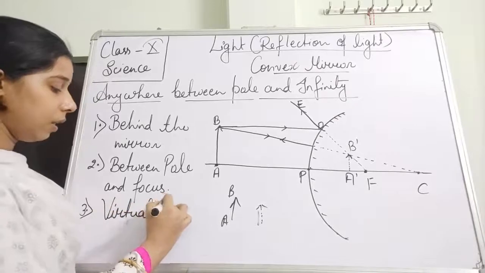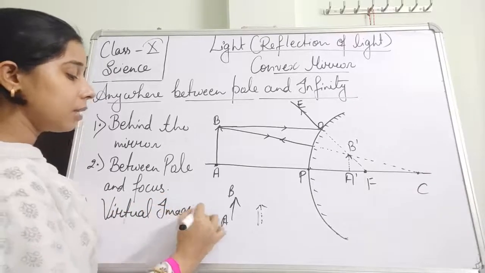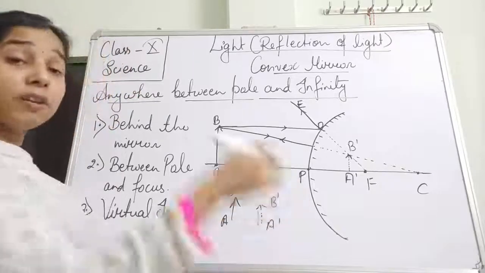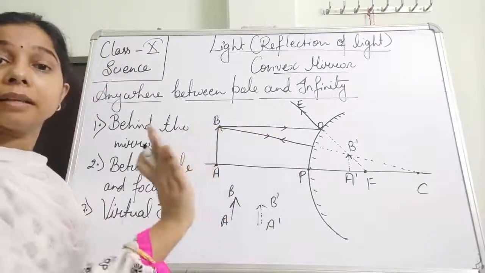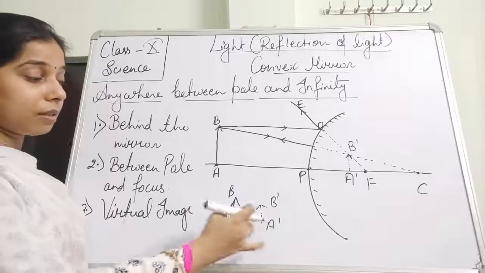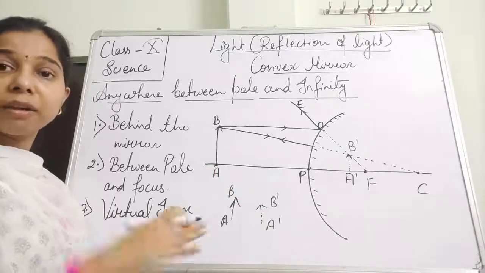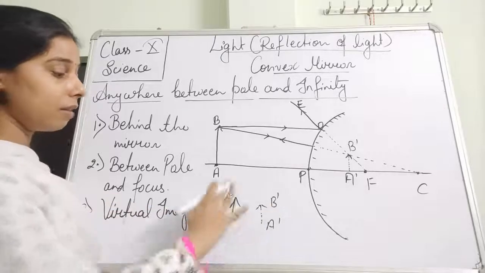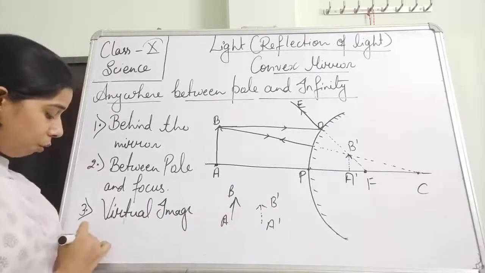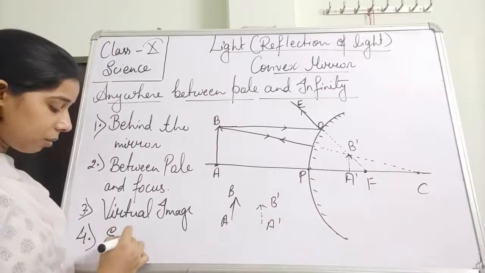Virtual image. And as you can see, this is AB and this is A dash and B dash. So it is not inverted, but it is erect. Okay. It is an erect image. It is not inverted. Ulta nahi hai. That is सीधा. And that is why we said it is an erect image. So the fourth thing that we get, it is an erect image.